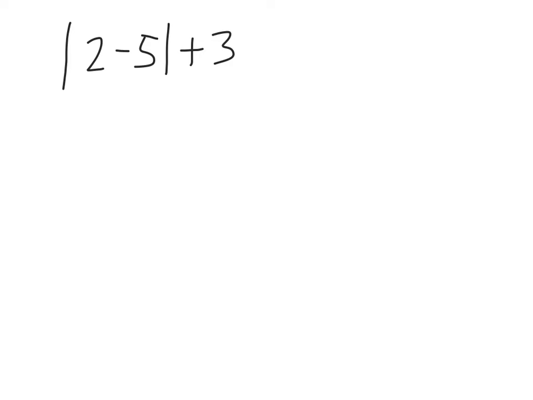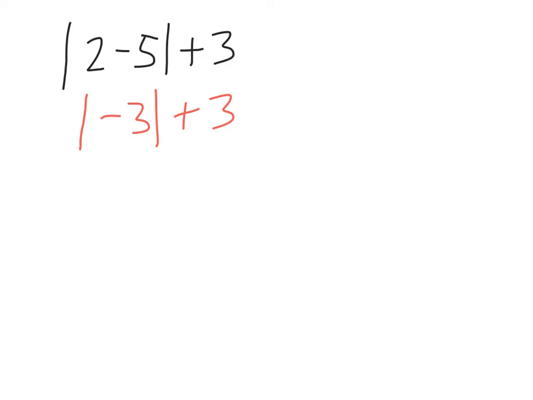So let's say we have this problem. The absolute value of 2 minus 5 plus 3. So the absolute value kind of works as parentheses, where you always have to do those first. So if we do this out, the absolute value of 2 minus 5, well, first let's do 2 minus 5. 2 minus 5 is negative 3. So we still haven't done the absolute value yet. So we have the absolute value of negative 3, and then plus 3 is still on the outside.